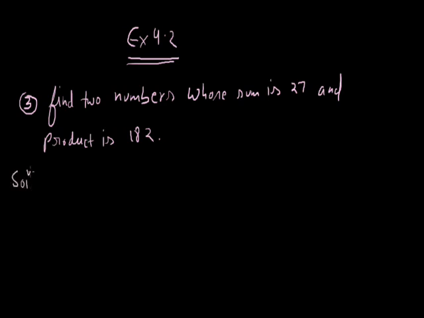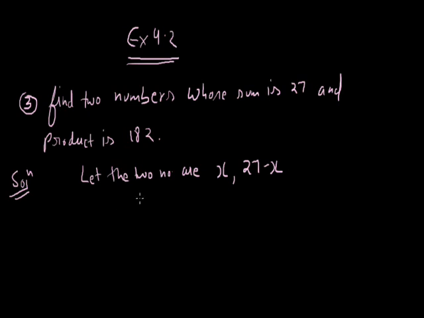Let's see how we can find this solution. Let the two numbers be x and, क्योंकि इन दोनों का सम 27 है, so I can write one number is x, the another number is 27 minus x. क्योंकि इन दोनों को ऐड करेंगे तो हमें 27 मिल जाएगा. So let the two numbers be x and 27 minus x.